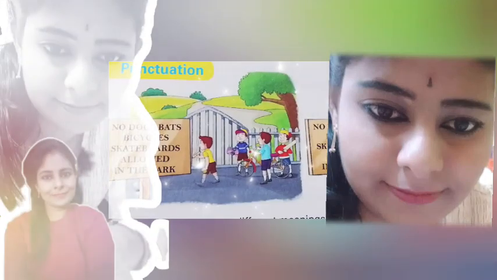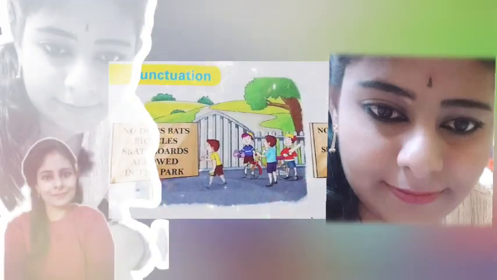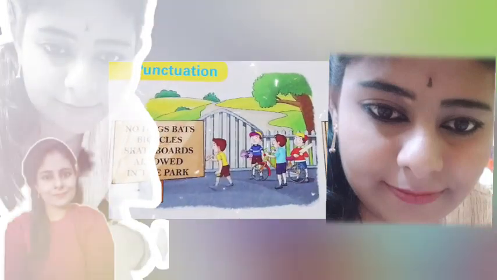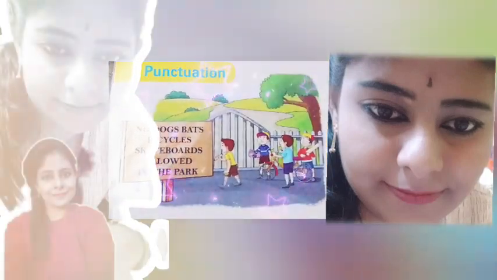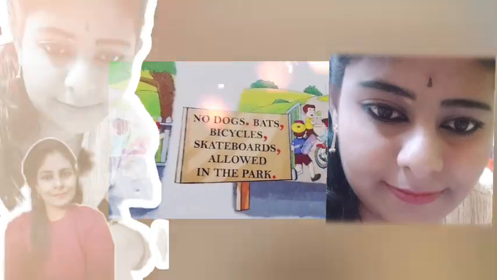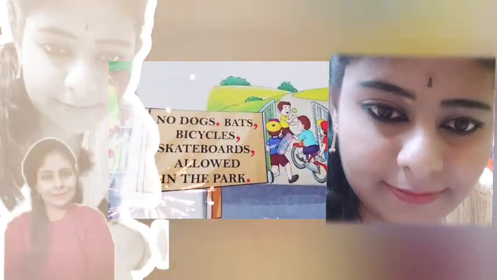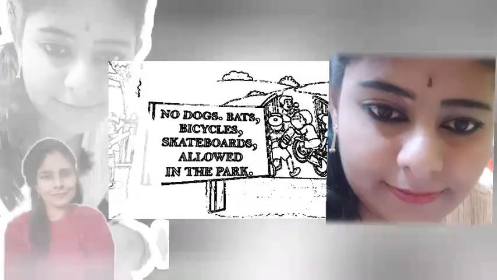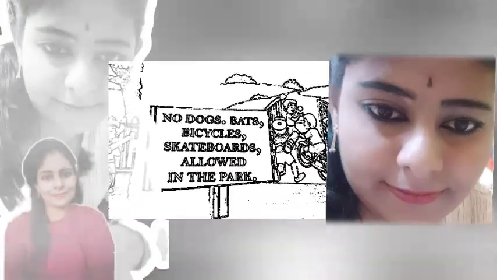And here I'm going to give you a few punctuations, and how you proceed with punctuations. No dogs, bats, bicycles, skateboards allowed in the park. Where you need to put punctuation marks in this note, you just check it out. And here is the punctuation. No dogs, bats, comma, bicycle, comma, skateboards, comma, allowed in the park.